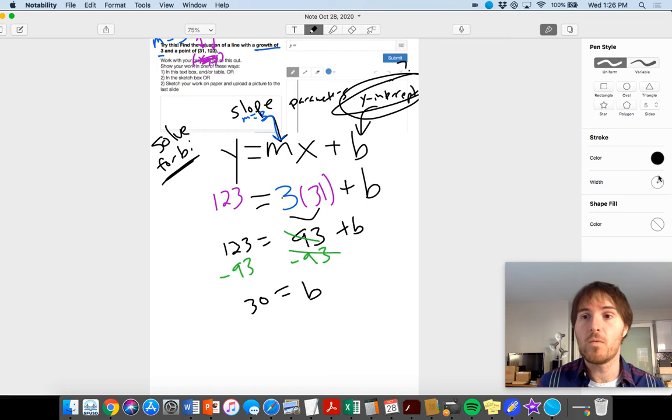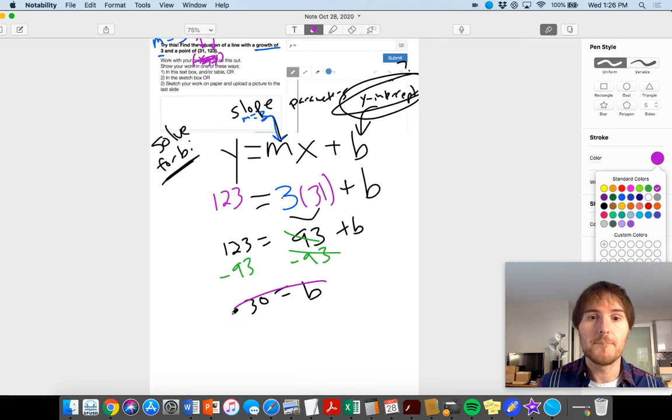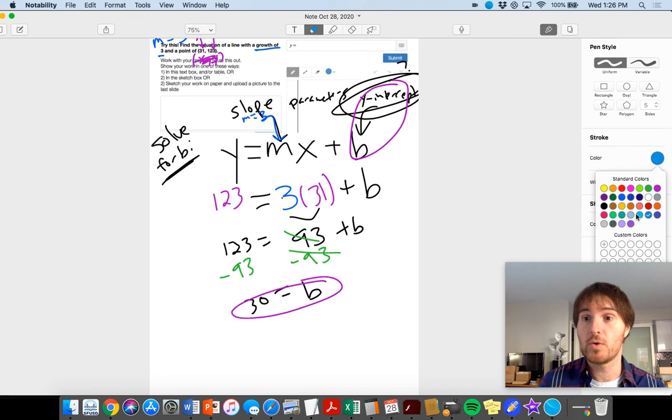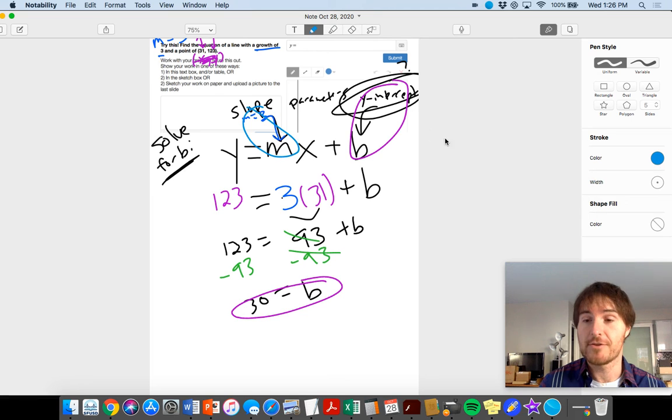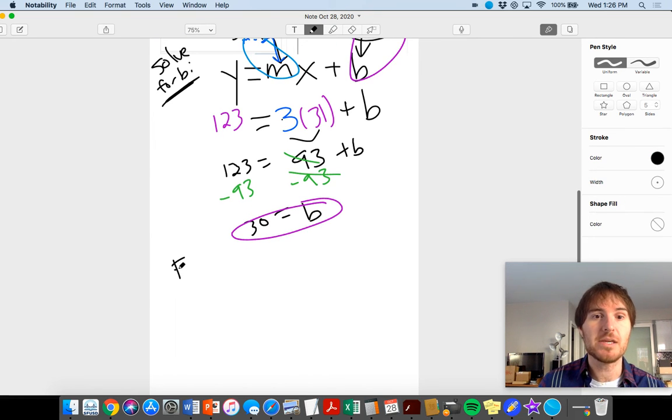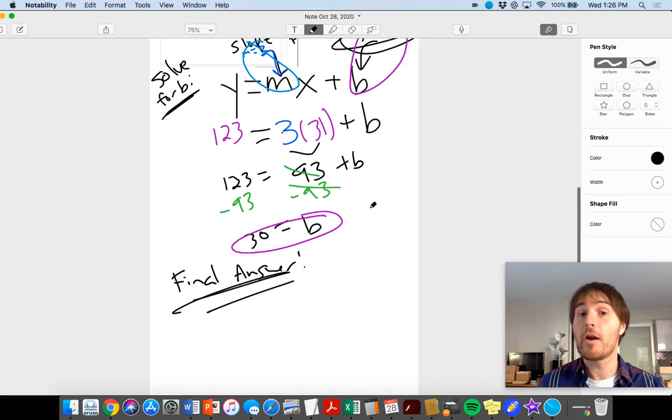So now we have a b value, which is the y-intercept. And we were given a slope at the beginning, which was 3. The final answer isn't going to be y equals mx plus b anymore. For the final answer, we have to put in our parameters here.